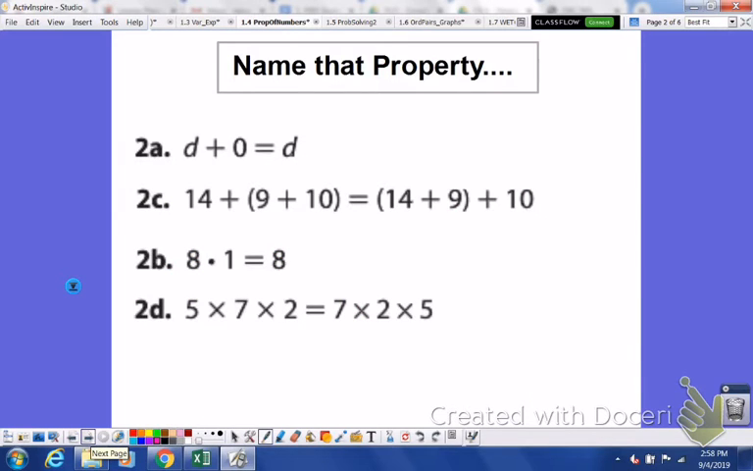Name the property. Our first one, d plus 0 equals d. Well, I see I'm adding 0. So it is the additive identity.